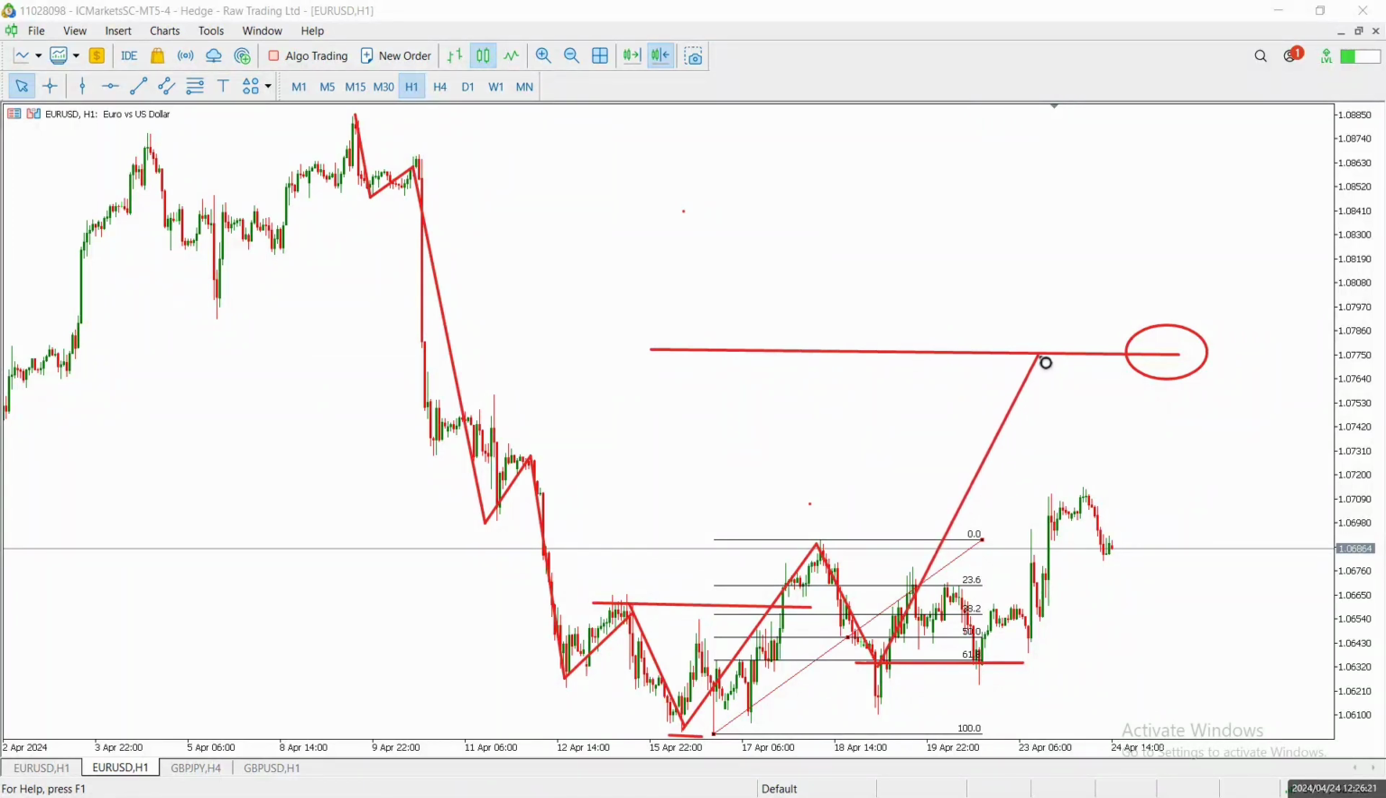In this case, since we are trading a retracement, our take profit is at the other 61.8 of the broken fractal.